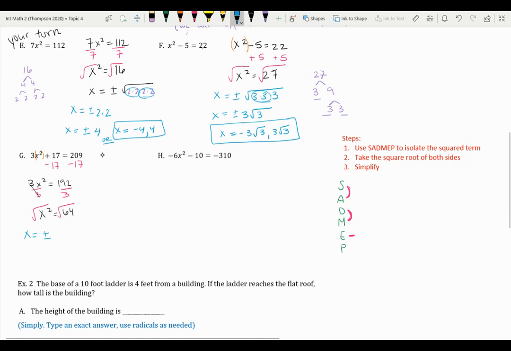Now, if you don't know what the square root of 64 is, you could do your factor tree. Otherwise, hopefully you're familiar with a lot of these perfect squares for smaller numbers, and this is just going to be 8, because 8 squared is 64. So I could write this as x equal to plus or minus 8, or negative 8 and positive 8, either one of these. Hopefully that seems reasonable, right? We're combining all these different skills that we've learned throughout the years of math.